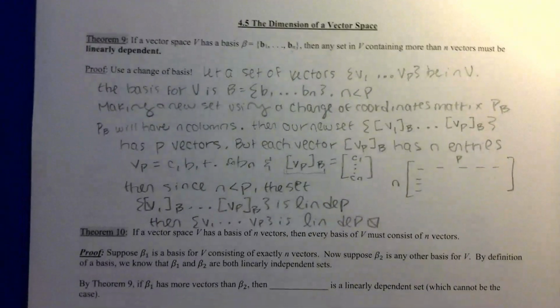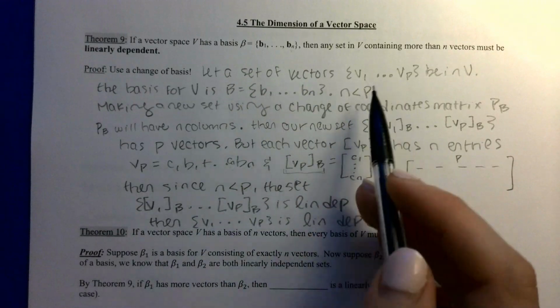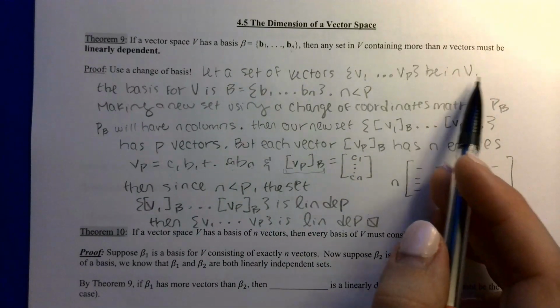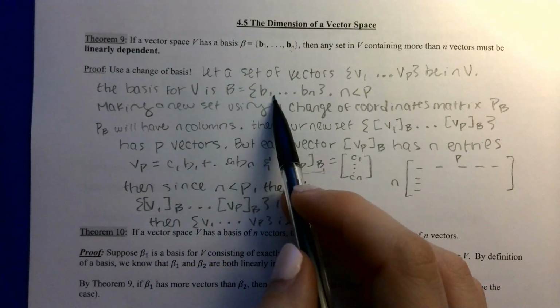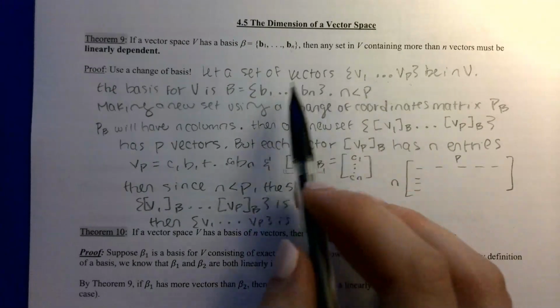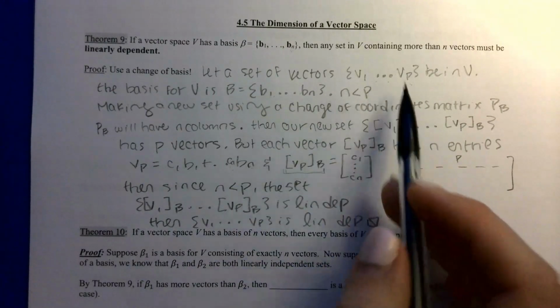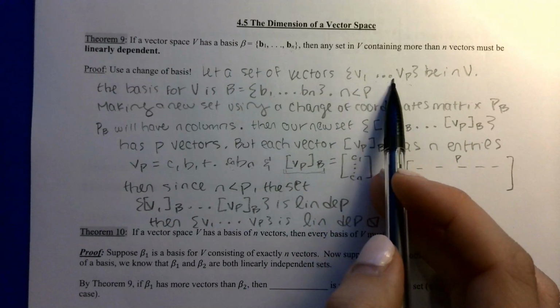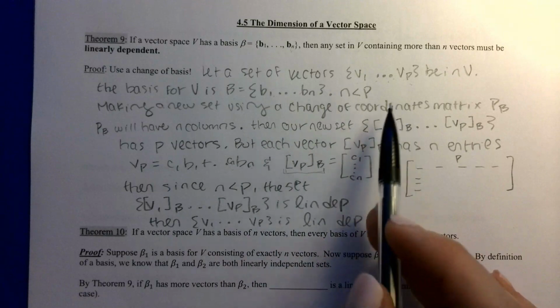Okay, QED. So let me go over that one more time. What we did was we created a set of vectors in the vector space, knowing that there was already a basis for that vector space. We let there be more vectors in here than there are in the basis. We then used our 4.4 knowledge to change these vectors into vectors with respect to this basis. We used a change of coordinates matrix.